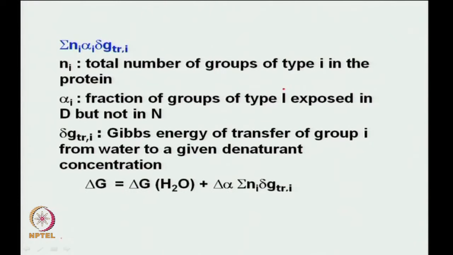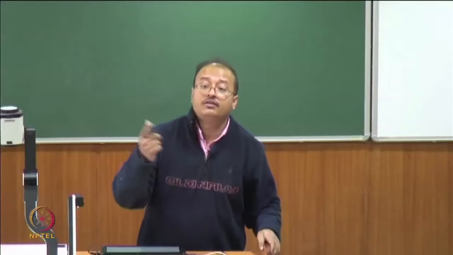Now, you can do a simplification, well, let us not go into that, but what it just says is delta G is equal to delta G H2O plus delta alpha Ni delta G transfer I. So, delta alpha means whatever change in exposure you have, you are saying that it is not that much dependent upon the denaturant, so that delta alpha essentially can be brought out of the summation, that means it is essentially a constant. Ni is the number of groups, that is fine, but the key issue is your free energy of transfer. If you would somehow manage to relate this free energy of transfer to the concentration of the denaturant, then possibly you can relate it to the linear extrapolation method.